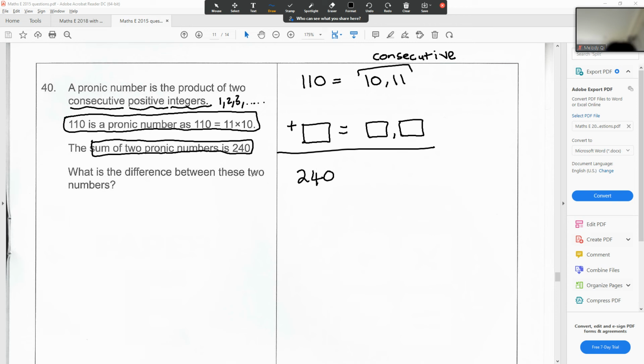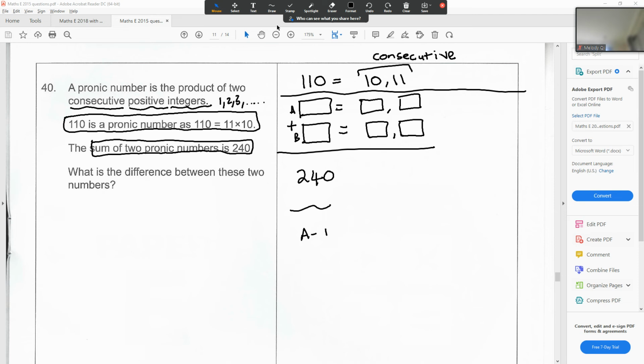What is the difference between these two numbers? Oh, it's a sum of two. Oh, we don't know what the other one is. So we have two random pronic numbers, not 110, that will add up to 240. What is the difference between these two numbers? So once it adds up to, so number A and then number B, once we find that, we then have to find out what is the difference between them. What is A minus B? And that's the answer we want to find.